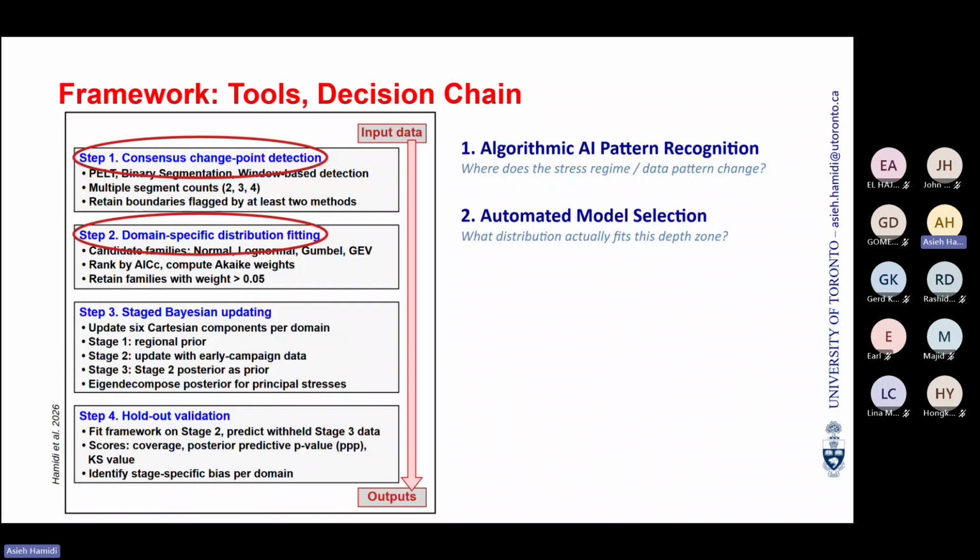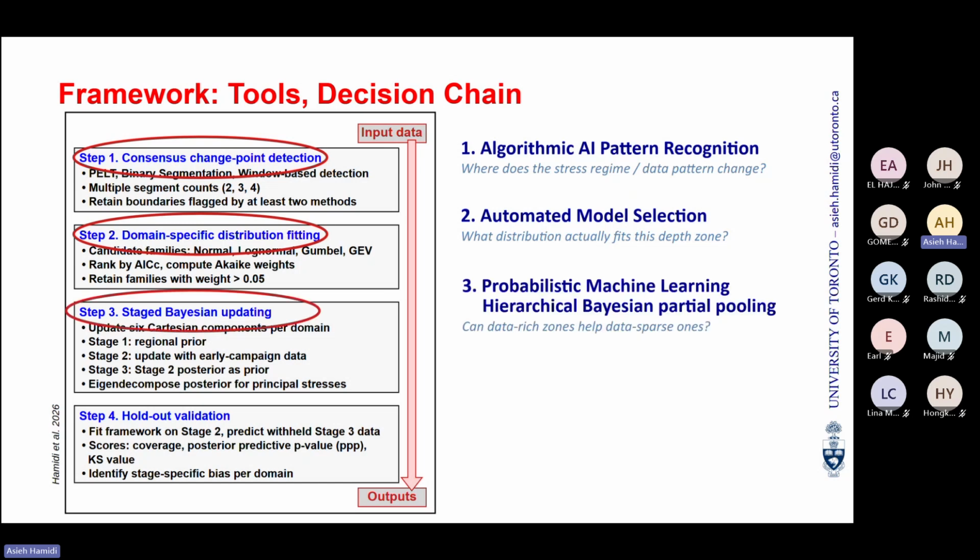In step 2, we fit a distribution. Traditionally, we force our model to have a normal distribution, which is wrong, because stress is a critical parameter for our design, and extreme values matter, which a normal distribution rarely can capture. So we automate how the model selects the distribution itself.